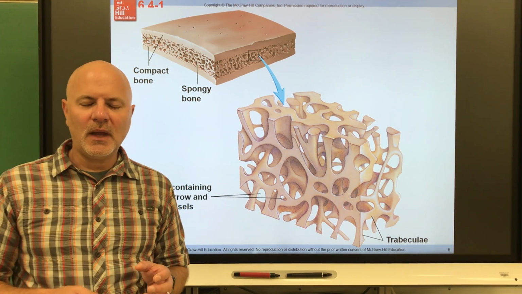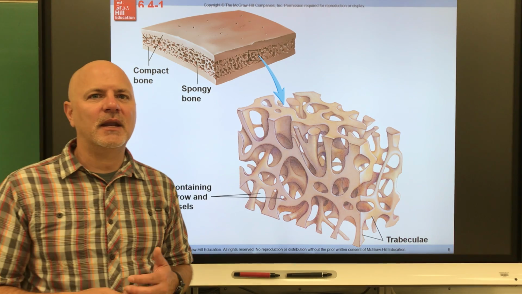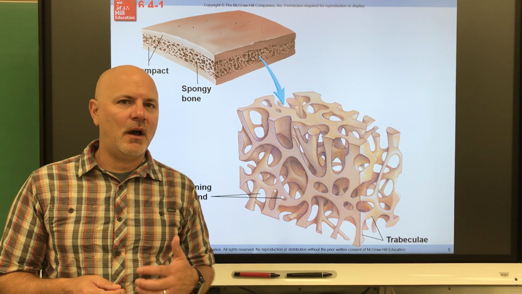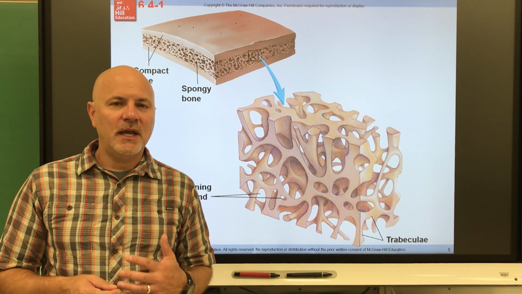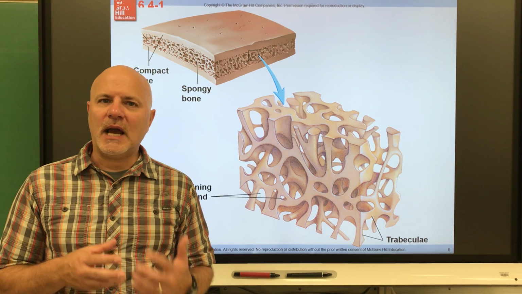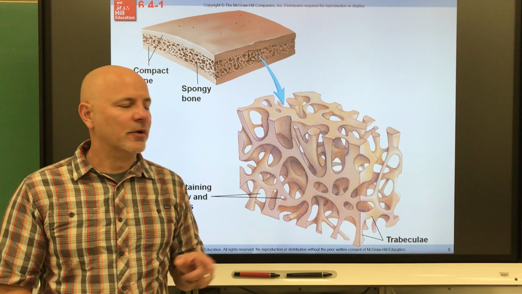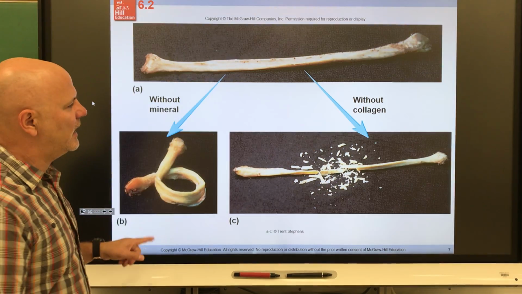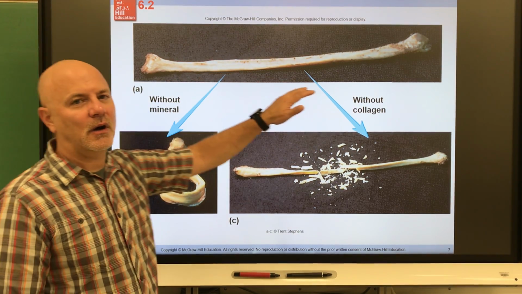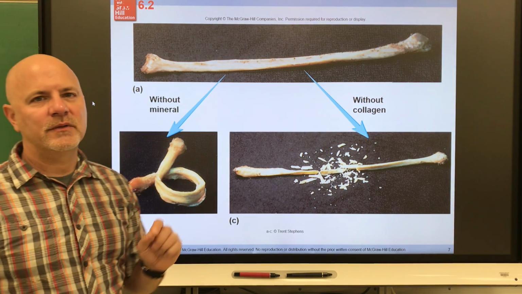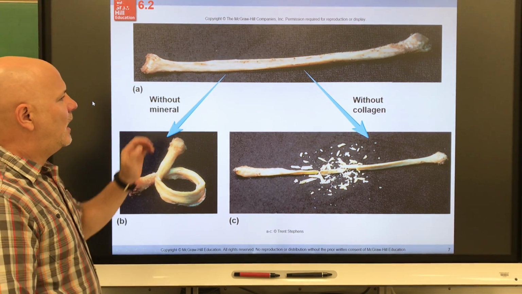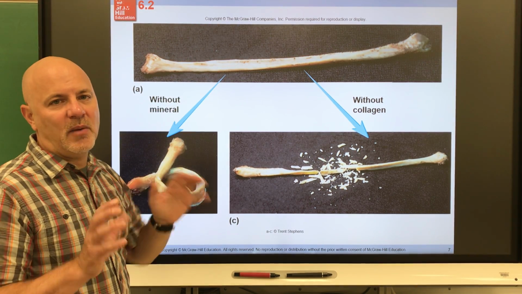Now, the calcium phosphate is hard, but it can be brittle. And so by having collagen in there with our bone, it makes our bone less brittle. And so if we look at this next slide here, this is showing one of our lower leg bones. This is the fibula.